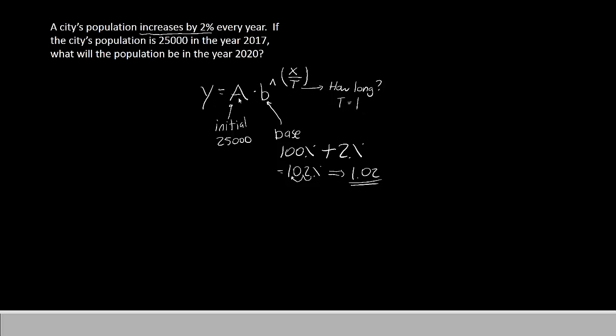So let's collect all of our terms and rewrite the equation. Y equals 25,000 times 1.02 raised to the x over 1. Let's remind ourselves what x and y are. X is going to be the years that have passed, and y, once again, will be the population.